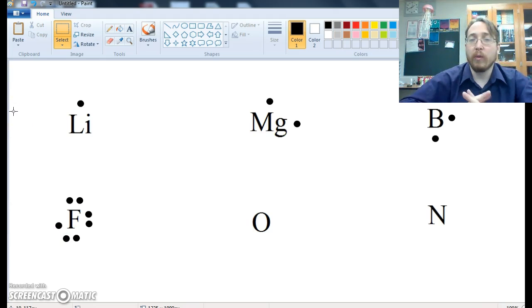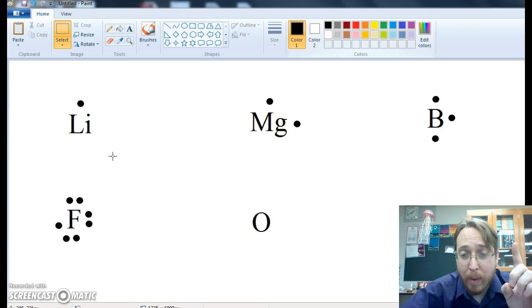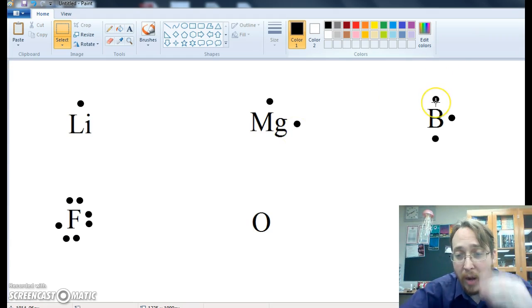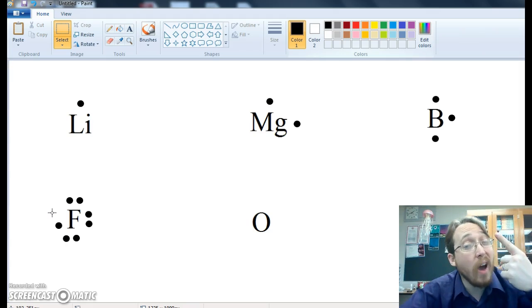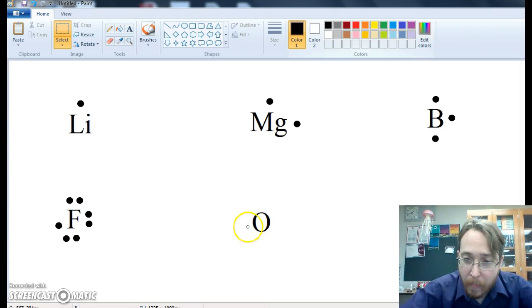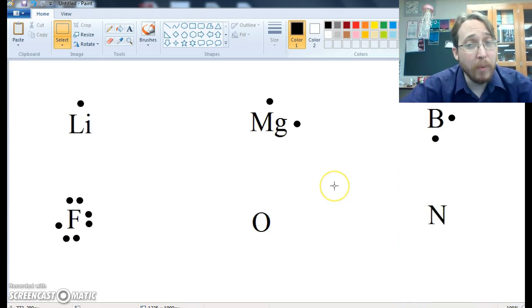So let's take a look. We're going to review a little bit about paired and unpaired electrons. Lithium has 1 unpaired electron. Magnesium has 2 unpaired electrons. Boron has 3 unpaired electrons. But fluorine only has 1 unpaired electron. Even though it has 7 valence electrons, it only has 1 unpaired electron. The number of unpaired electrons is going to be useful when we start predicting how these atoms come together in covalent bonds. So that number matters.